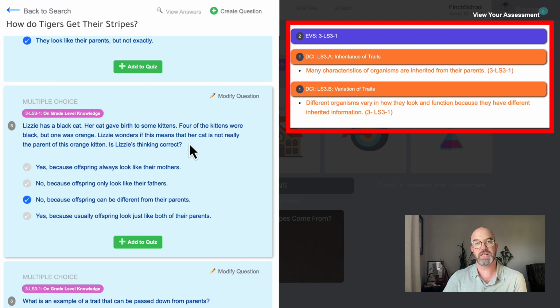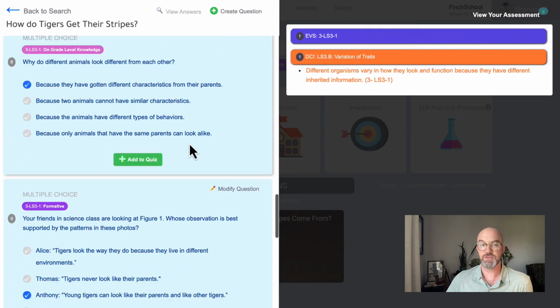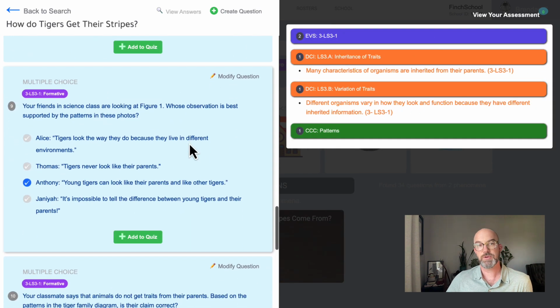Once we've validated that students have prior knowledge and on grade level knowledge, they understand the DCIs at the grade level they're at, now we want to dig a little bit deeper and see if they can answer questions about the other dimensions of the standards. So now we're going to dig into our 2-dimensional questions. Right now those are labeled formative on the site. We're going to change that to 2D.